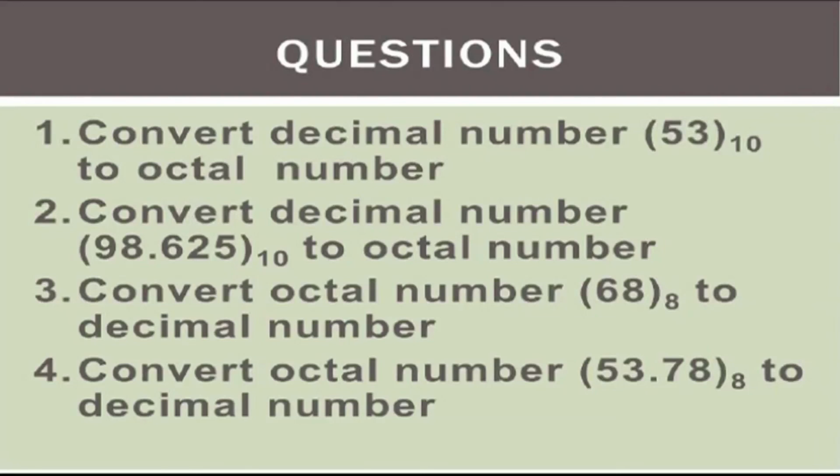So, coming to the assignment part, you take up an assignment like this. First, convert the decimal number 53 to an octal number. In the same way, convert another decimal number, 98.625, to an octal number. Then convert the octal number 68 to a decimal number. Now take another octal number, 53.78, and convert it to a decimal number.